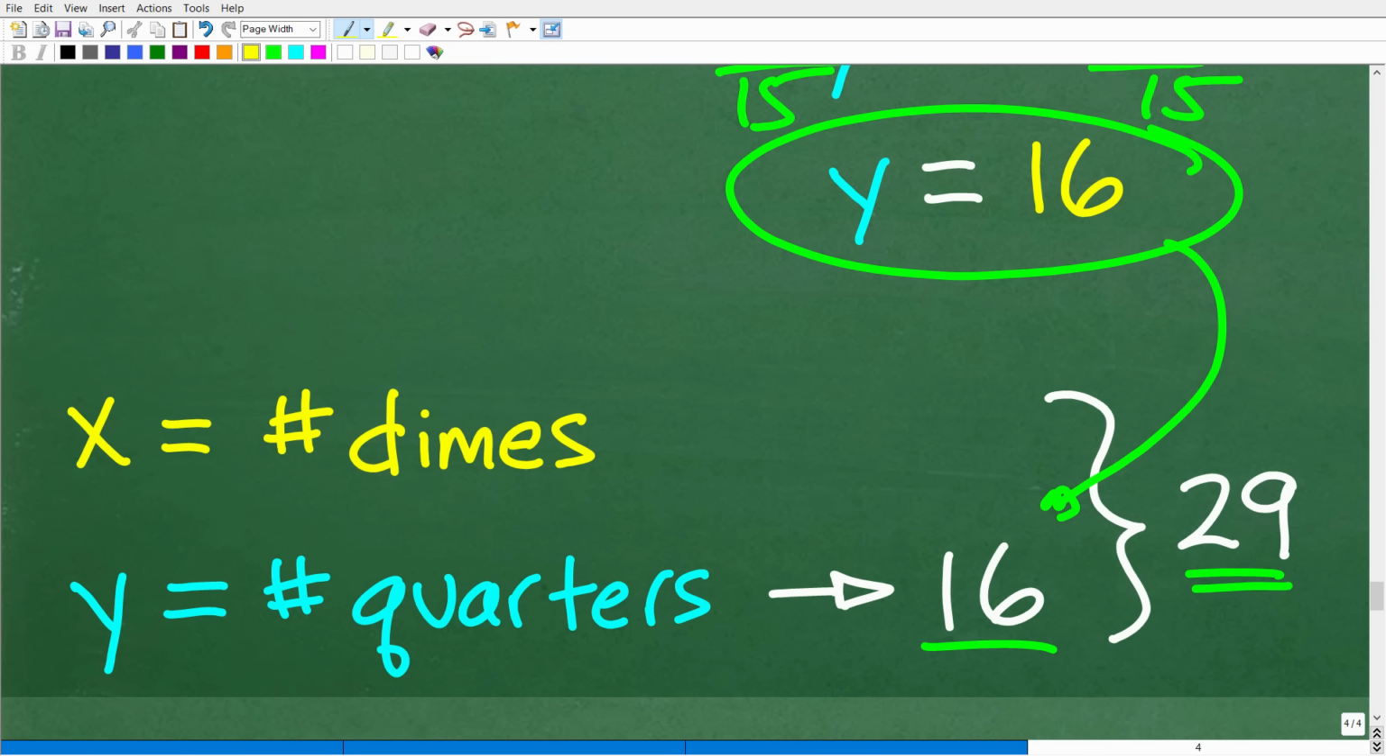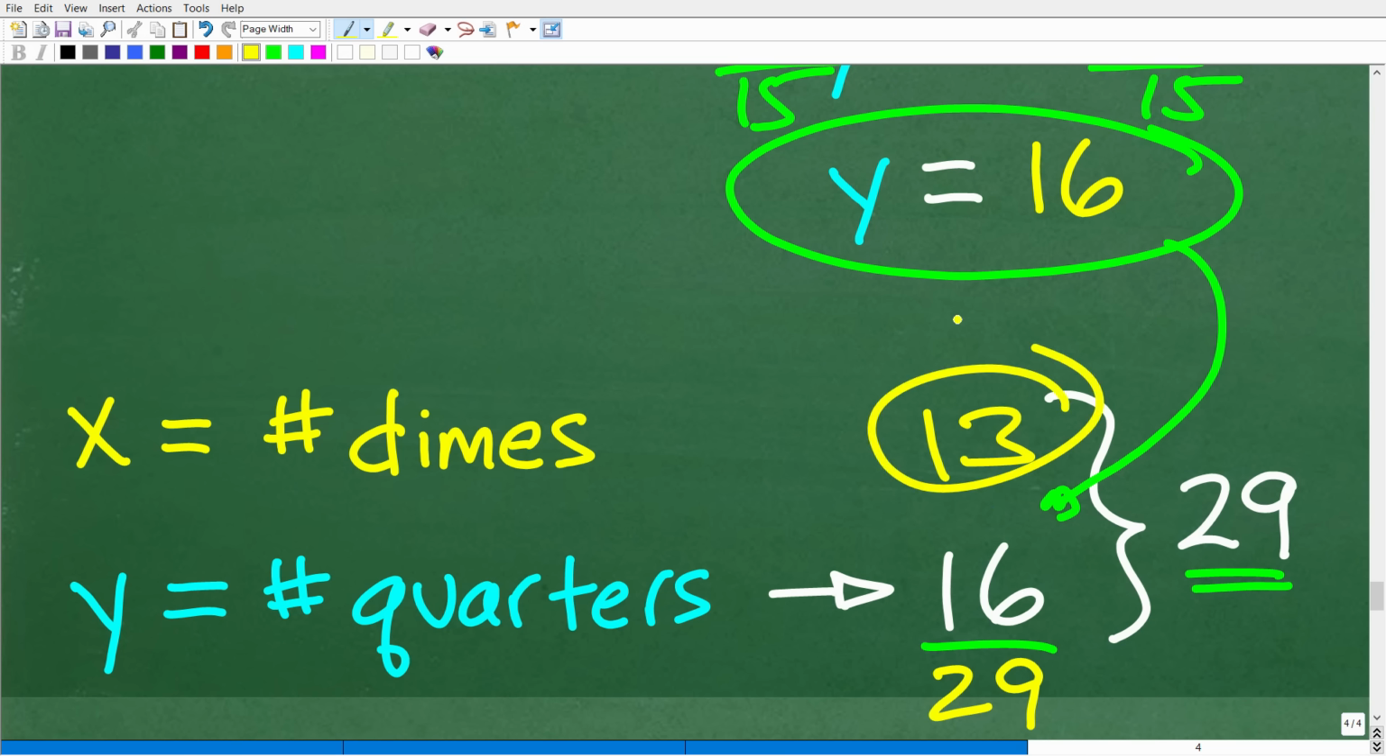So how many dimes do we have? Well, we have to have 13 dimes if we have 29 total coins, and we have 16 quarters, because 13 plus 16 is 29. Now you could go back to one of the equations in the system to solve for x, but in this case it's so obvious and easy that, hey, we must have 13 dimes if we have 29 total coins.